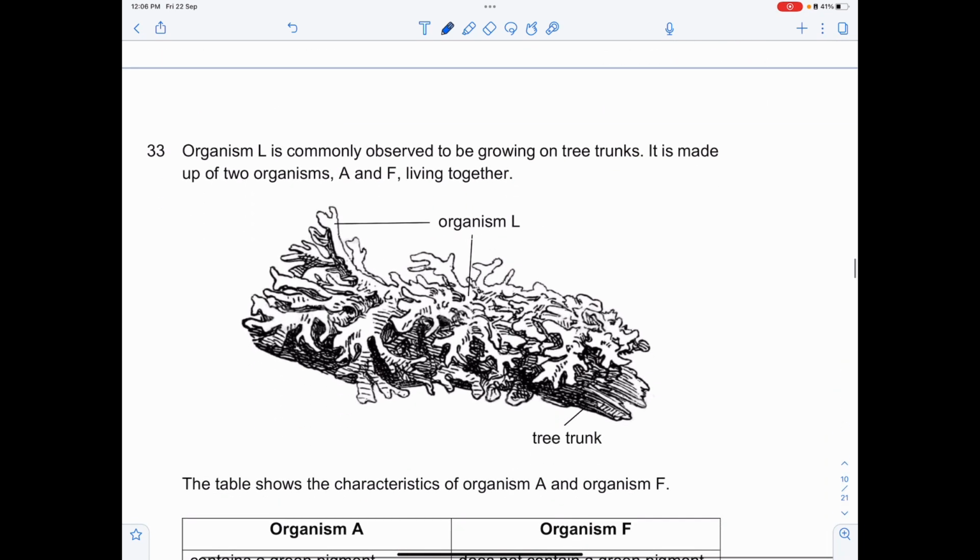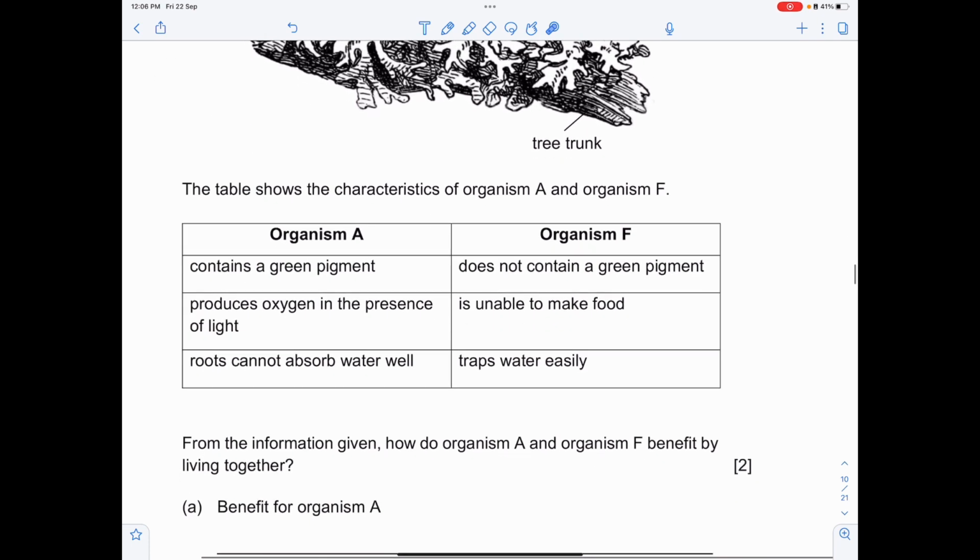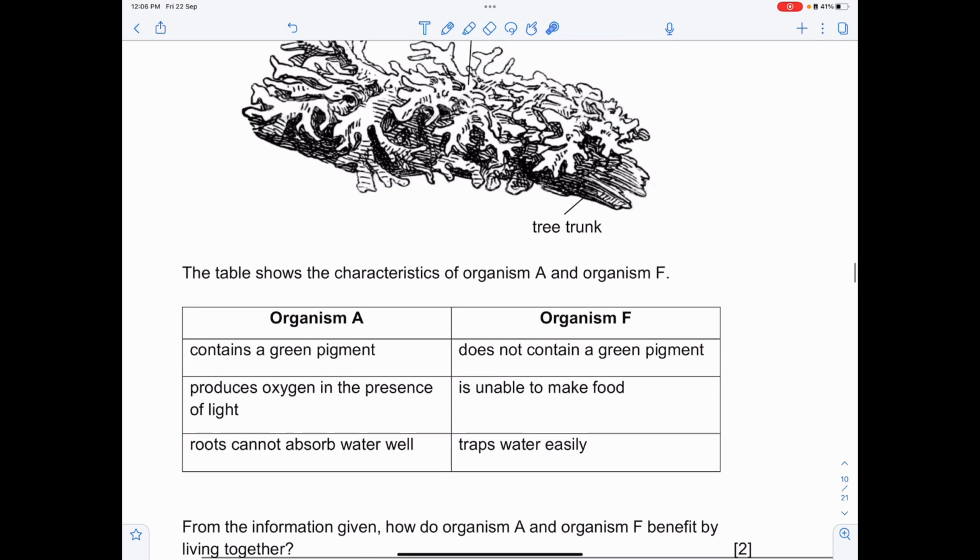Moving on. Organism L is commonly observed to be growing on tree trunks. It is made of two organisms, A and F. They are probably living together under adaptations. Remember adaptation, I said before already: three things. Increase food, increase defense, or increase rate of reproduction. That's about it. The table below shows characteristics of organism A and F.